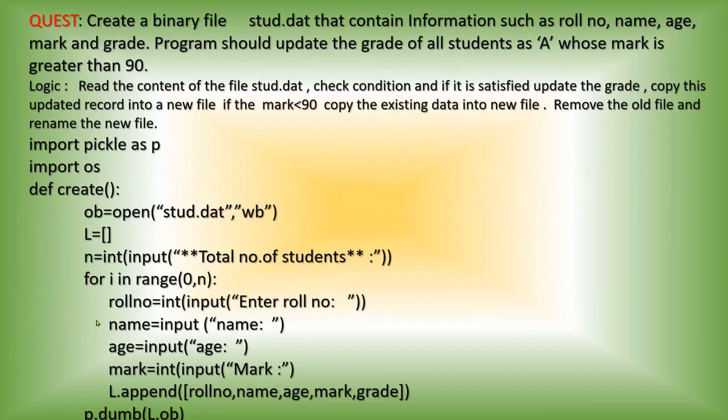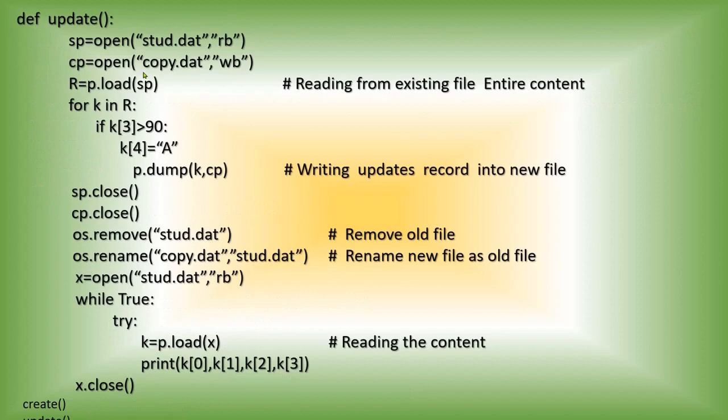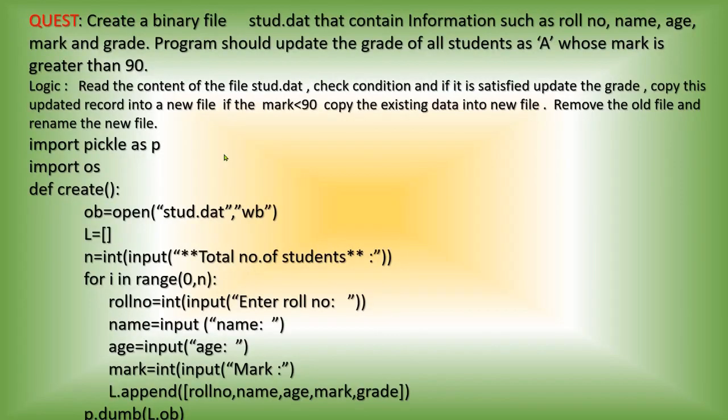Now, see, this is the question. Once again, go through the question. You have to update the grade of all students whose mark is greater than 90. That we can try out here in the Python screen. The program is written over here, and here I have written only the mark greater than 90 part. You have to write the else part also. If it is else, you have to copy that record into the new file itself. That is not written here, and that is all about that program. I will try out that program in this Python screen.